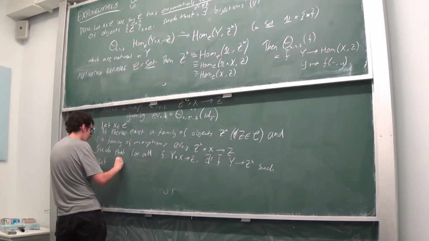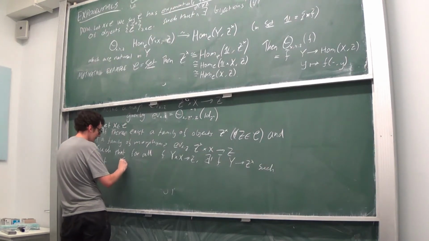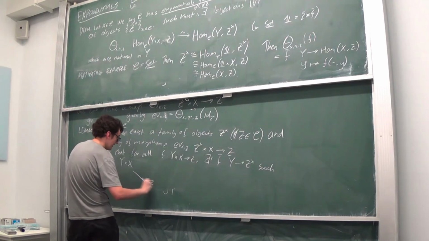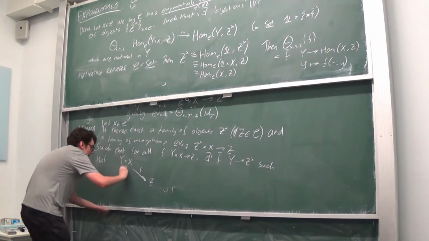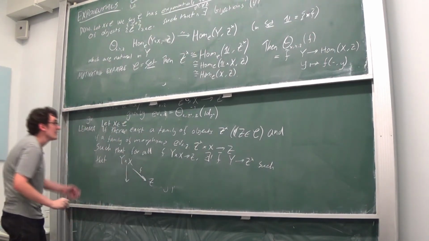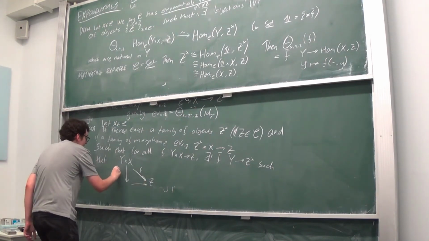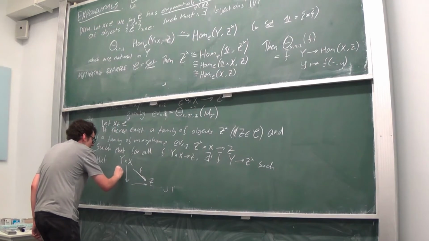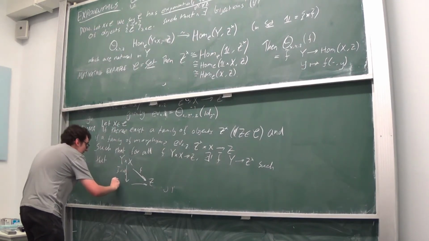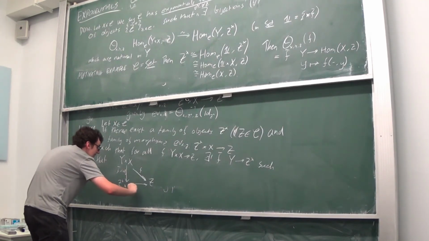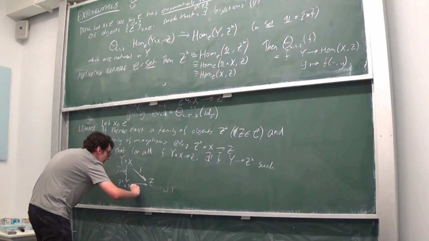So y, that's z, that's f. This map here is f bar times the identity on x. And this set down here is z to the x cross x. And then this is the evaluation.